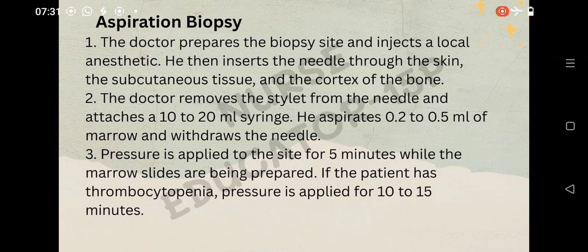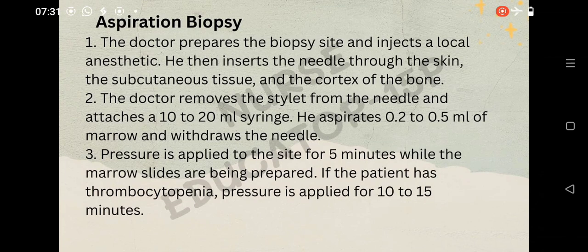When the cortex of the bone is reached, the doctor removes the stylet from the needle and attaches a 10 to 20 ml syringe. Now he starts the aspiration, drawing 0.2 to 0.5 ml of marrow, and withdraws the needle.